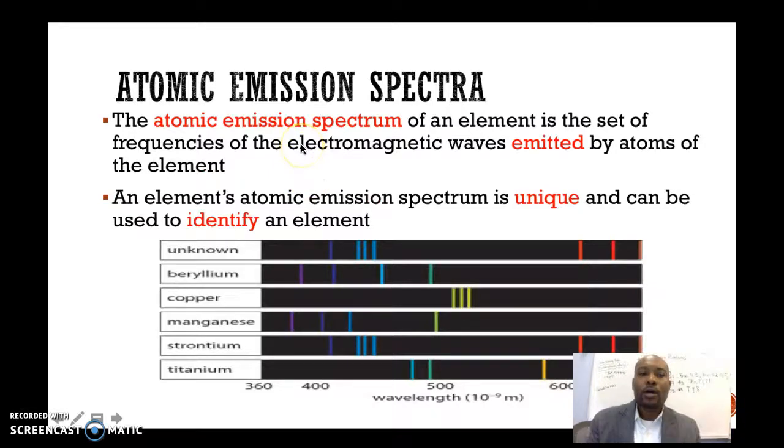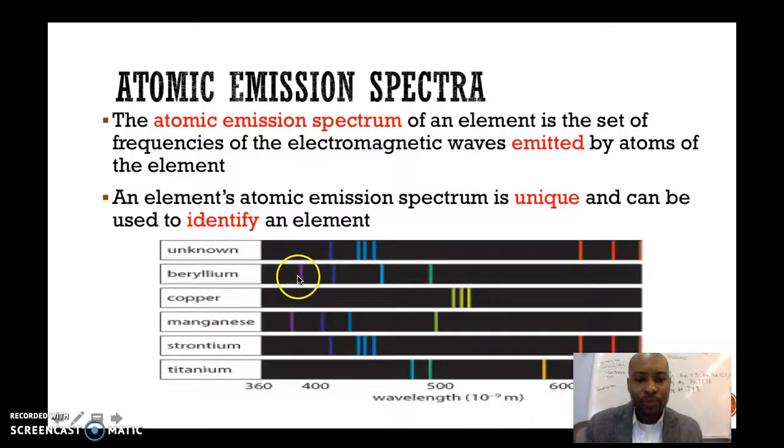Okay, and then there's something else referred to as the atomic emission spectra. So the atomic emission spectrum of an element is the set of frequencies of the electromagnetic wave emitted by atoms of the element. So an element's atomic emission spectrum is unique, and it can be used to identify what the element is. So this emission spectra is almost like a fingerprint.